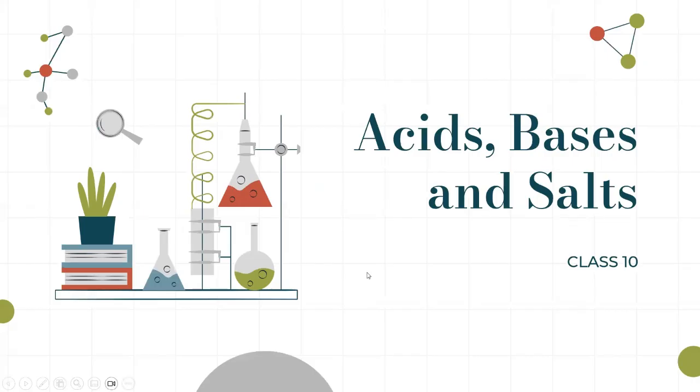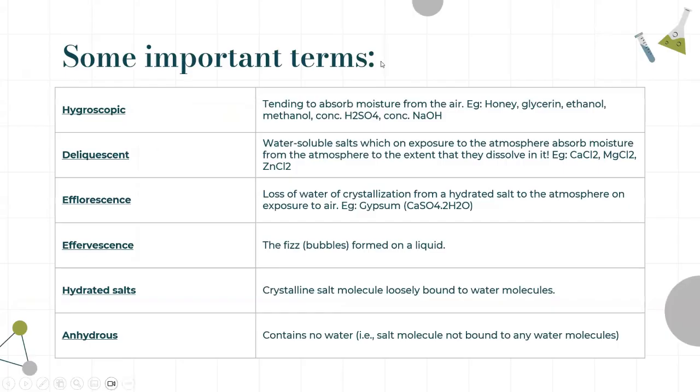So before we go into the chapter, let's look at some important terms that you would be using throughout the chapter. So the first one is hygroscopic. Hygroscopic means tending to absorb moisture from the air. So these compounds such as honey, glycerin, ethanol, methanol, concentrated H2SO4, and concentrated NaOH, they usually tend to absorb moisture directly from the air. So they are known as hygroscopic.